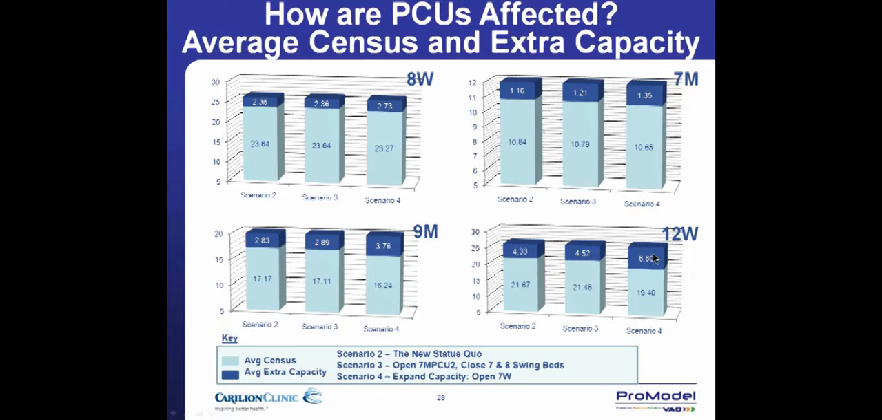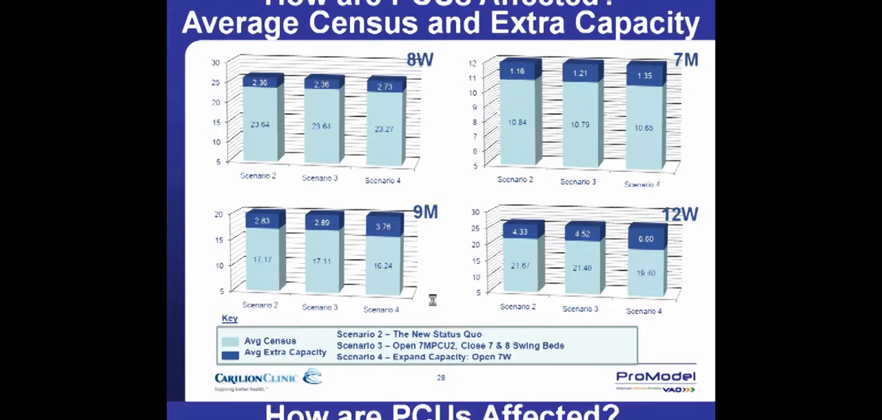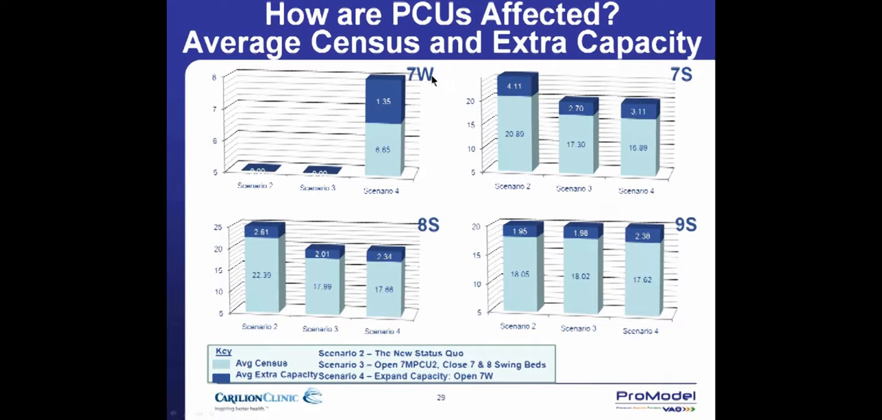You see 12 West, moving from 4.33 to 6.66, an increase in excess capacity here. So, another way to look at that, 7 West was back in scenario 4. 7 West was a unit that we stood up. You can see they had 0 before and then jumped to 6.65 census.